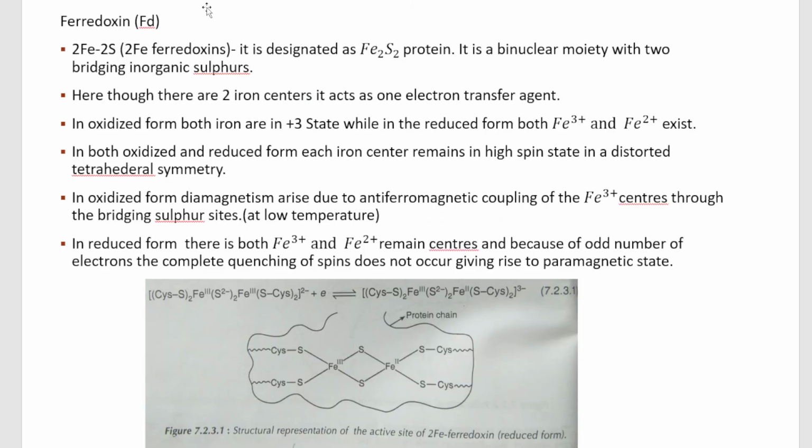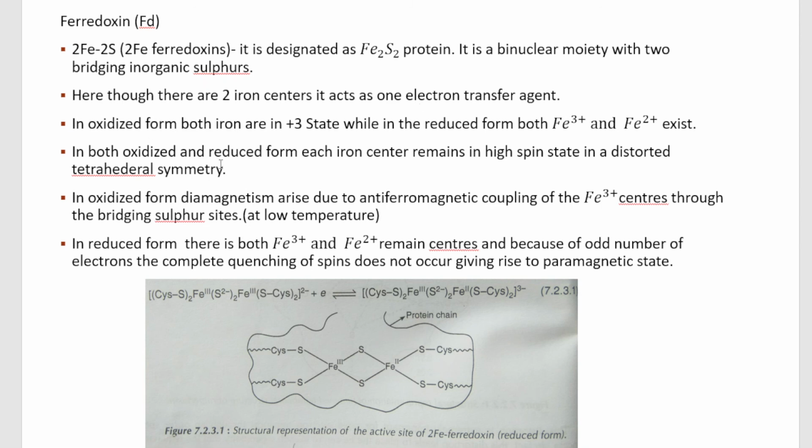The second type is ferredoxin, that is 2Fe2S. So 2S means there are two inorganic sulfur. That is, it is a binuclear moiety with two bridging inorganic sulfur. Can you see two sulfur atoms? So you can see two bridging inorganic sulfur, and here the two iron centers act as one electron transfer agent. So one electron is being transferred, and in the oxidized form both the irons are in +3 state, whereas in the reduced form, one is in +3 state and one is in +2 state.